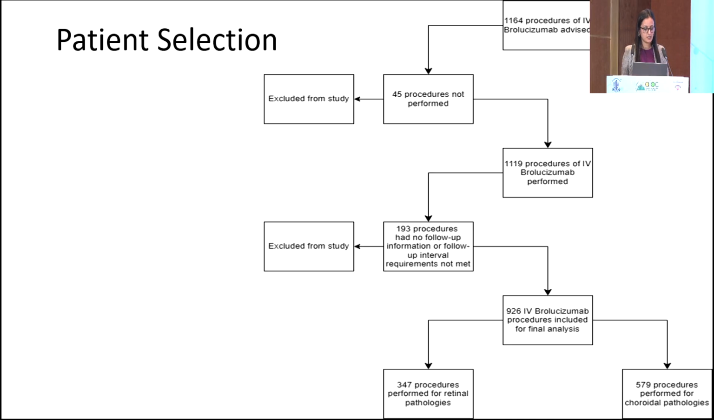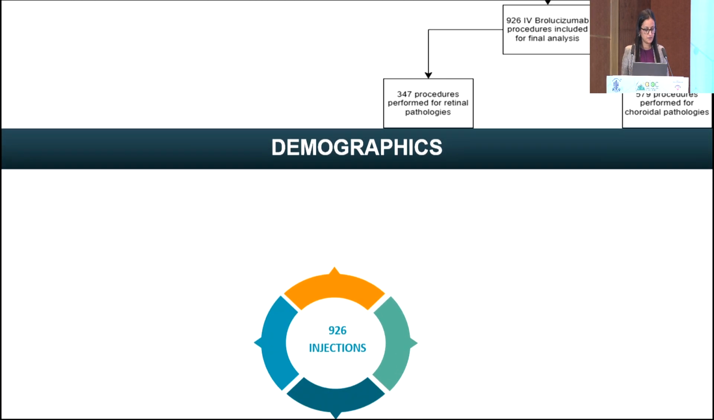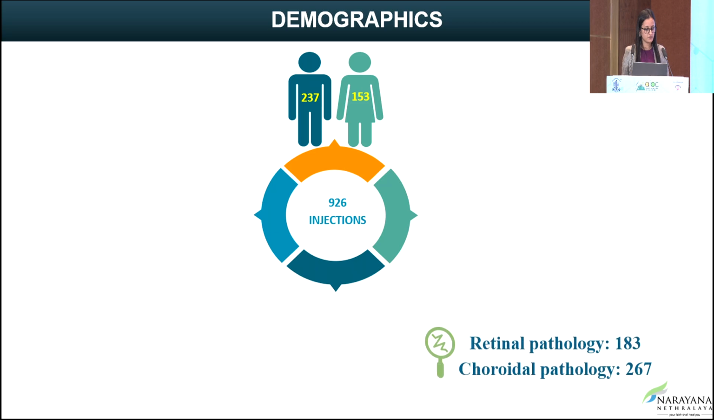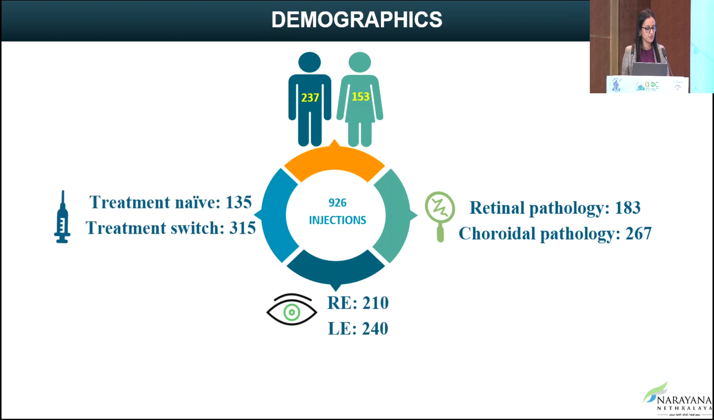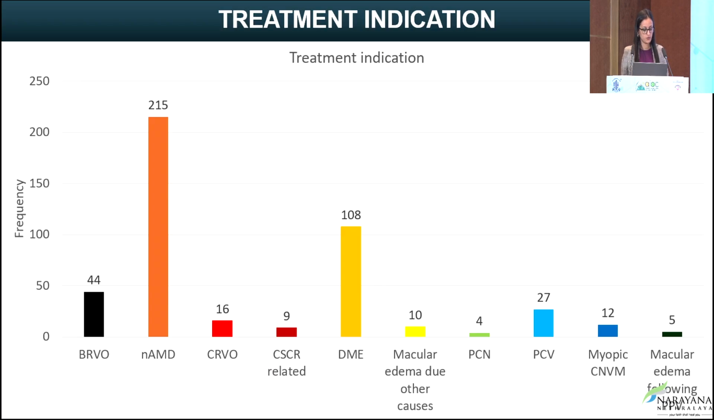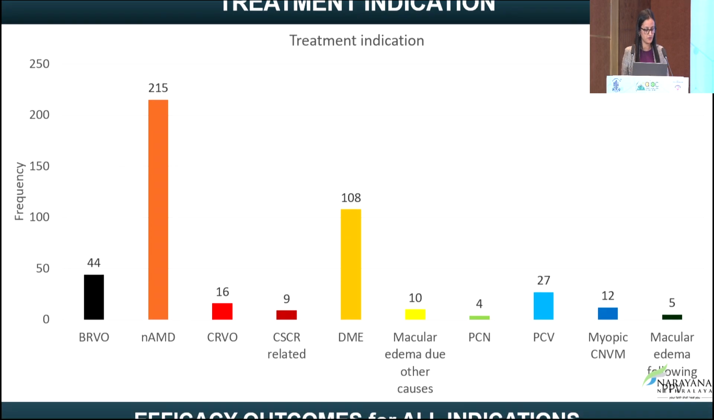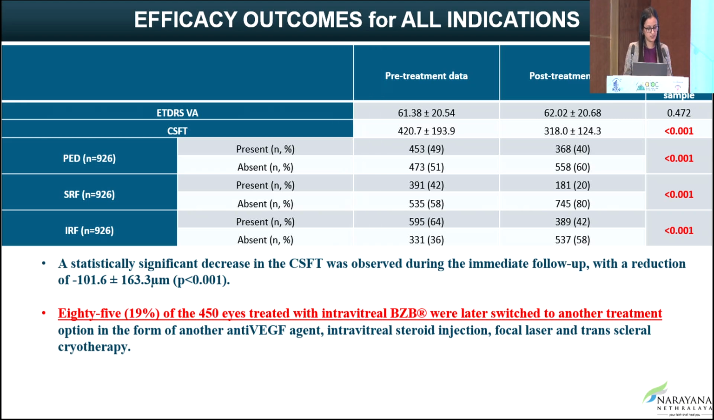So for results, 926 injections were given within the period, and that included 237 males and 153 females, with retinal pathology being 183 and choroidal pathology being 267, and the treatment naive cases being 135 and switch being 315, and the average number of injections was 2.4. The most common diagnosis for which injection was given was neovascular ARMD, with 48%, and 24% being DME, and all other diagnoses. A statistically significant decrease in CSFT was observed, and resolution of PED, SRF, and IRF was seen when retinal and choroidal pathologies were amalgamated together.